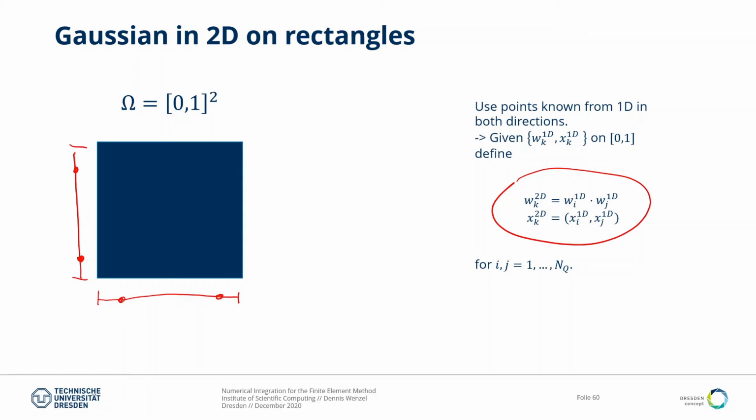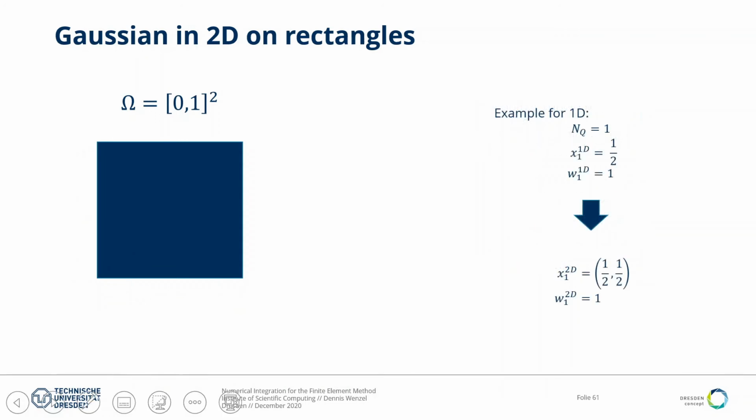Okay, so meaning that if I have a point here and a point here, I can draw one here, and I can draw one here, and so on. So if you have one-dimensional points that are optimal, then you can directly transform them to the 2D case. So if you have nq equal 1, the formula that we just derived, then you had the point 1/2 with the weight 1. So your 2D point will be 1/2 and 1/2, and the weight will still be 1.